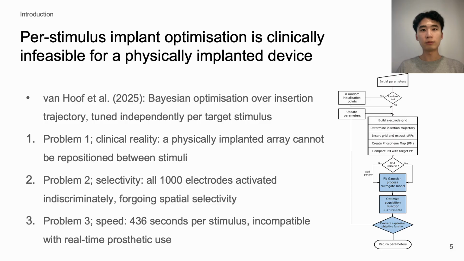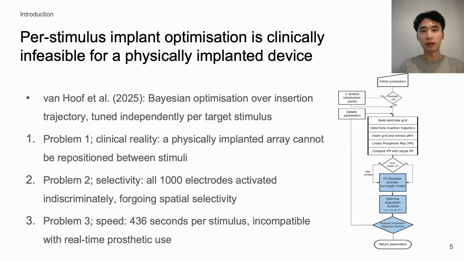The most relevant prior work here is Van Hoof and colleagues from 2025. They use Bayesian optimization to search over the insertion trajectory of the array, and they show that subject-specific placement clearly beats average brain solutions. That's an important result, but their approach was tuned independently for each individual target stimulus, and that raises three problems. First, clinical reliability.